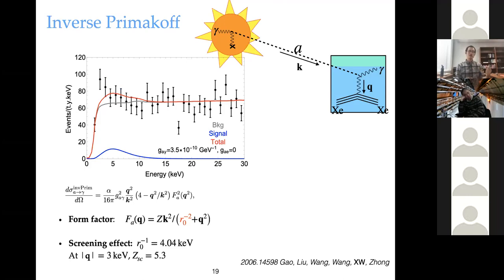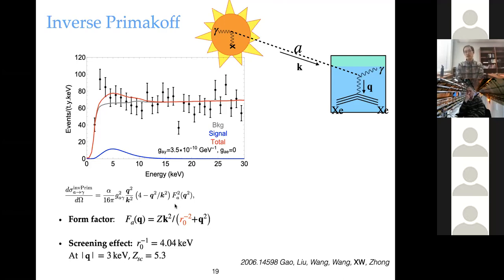The detection process: axion is produced in the Sun, whatever the mechanism, and they travel to the Earth. They not only can be absorbed, but also can scatter with the xenon and produce a photon, because you have the g_aγ tilde coupling, right? So you can calculate the cross section, and it also depends on some form factor, because of the electron cloud, you cannot see the whole charge of the xenon.